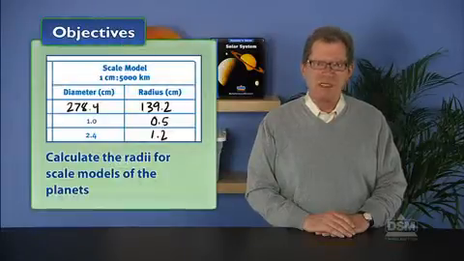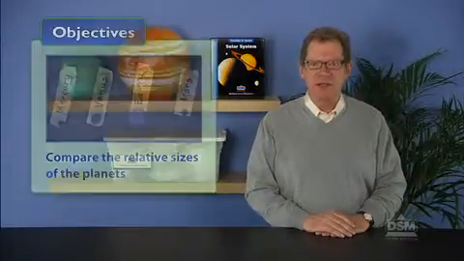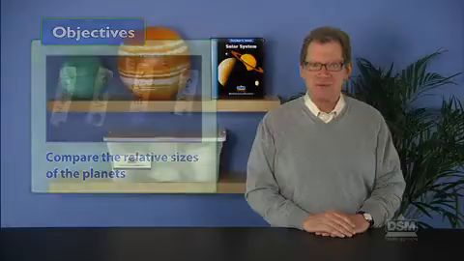In Activity 6, Modeling Planet Sizes, students first apply what they've learned about circles and calculate the radii for scale models of the planets. The students then make a scale model of each planet in the solar system to compare the relative sizes of the planets.